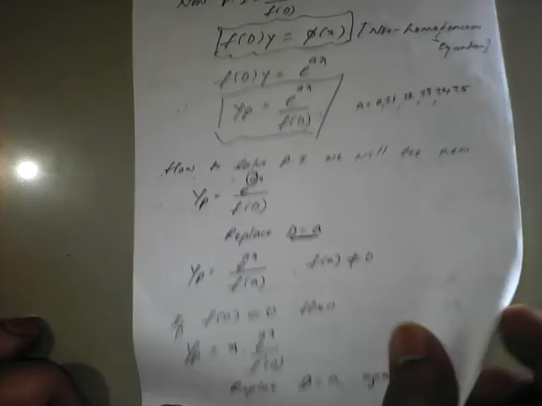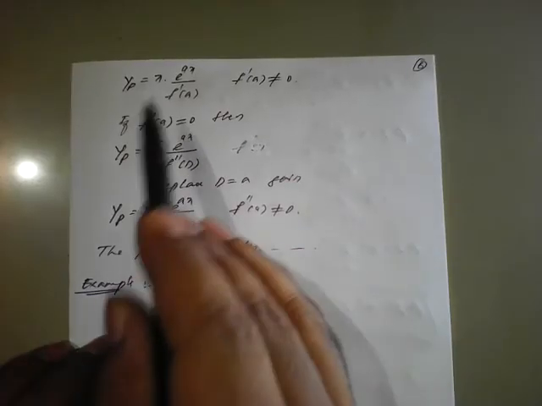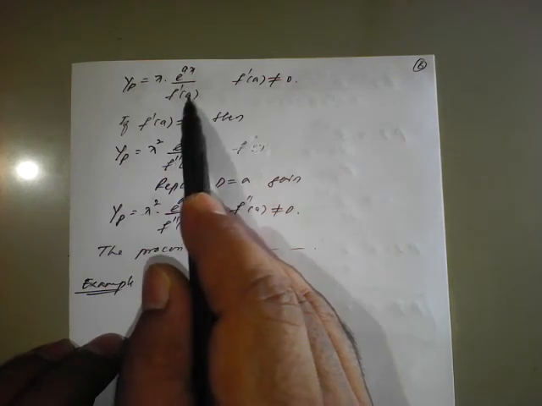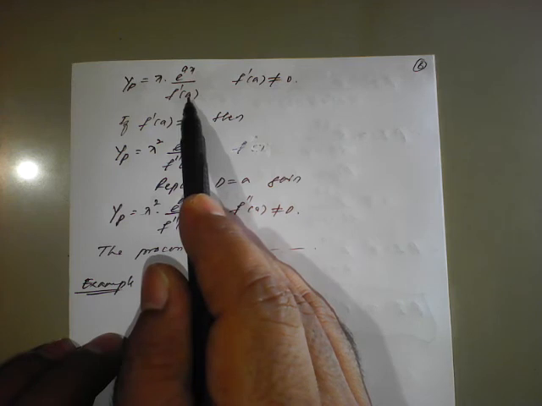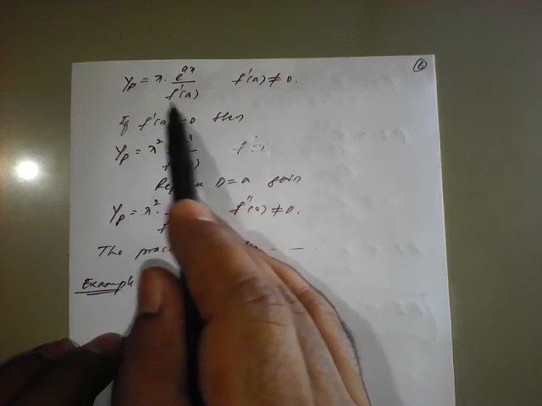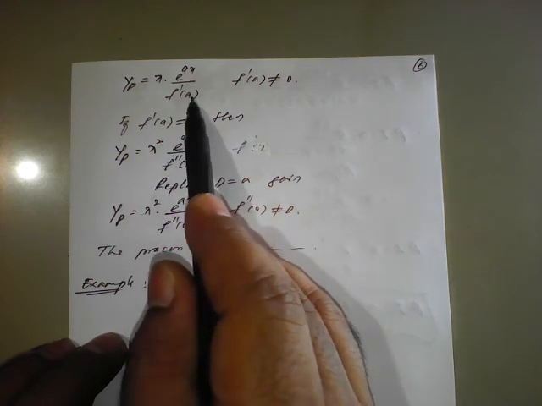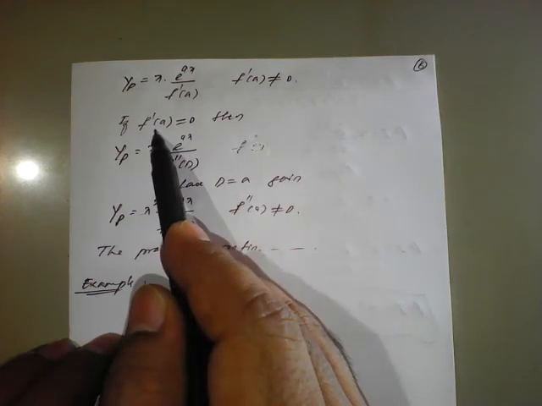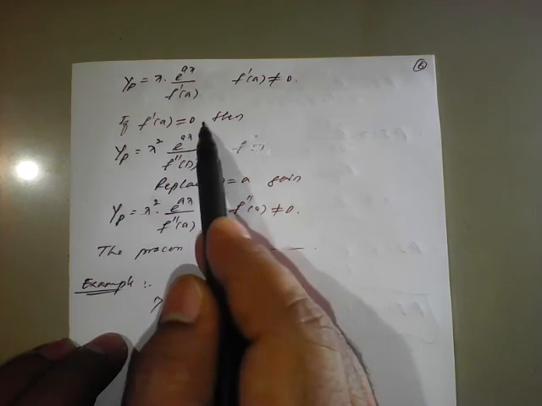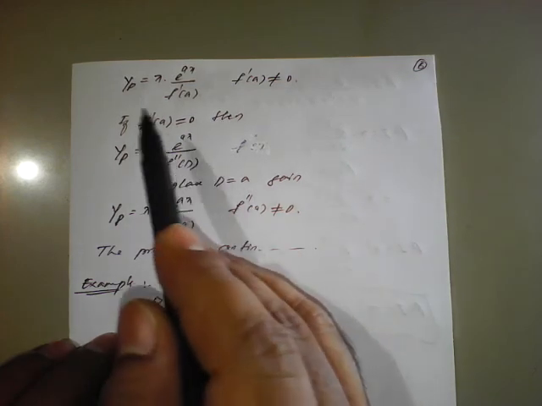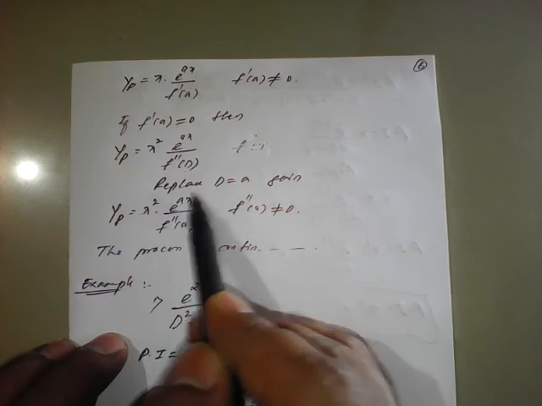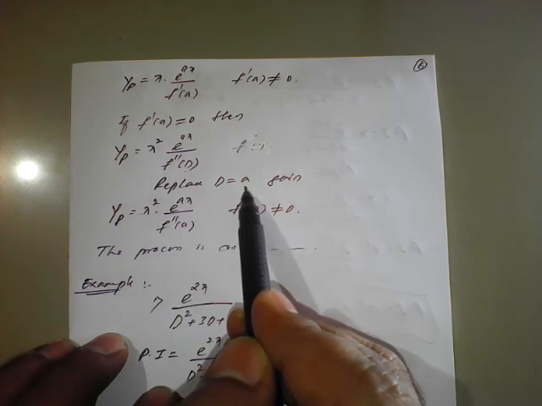Then we will get x into e raised to ax upon f dash of a, because after differentiation we have replaced the value of D. But again the condition applies: f dash of a should not be equal to 0, and again the condition repeats. If f dash of a is equal to 0, we have to go back to f of D, differentiate 2 times, then replace D with a again.